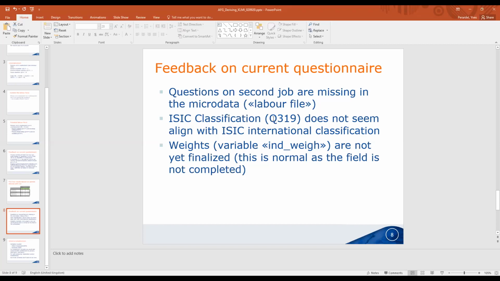And the last point is related to the weights. The weights that we found, of course, are not yet finalized, but I guess that's normal because the fieldwork is not yet completed, so it was not representing the entire population. I don't know if you have any comments or any explanation for 319. Where is this classification coming from?